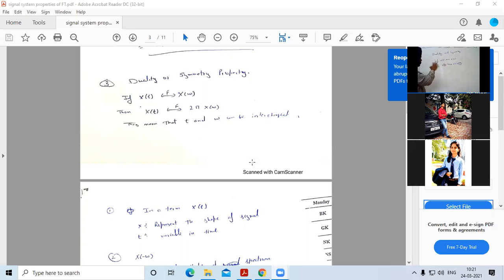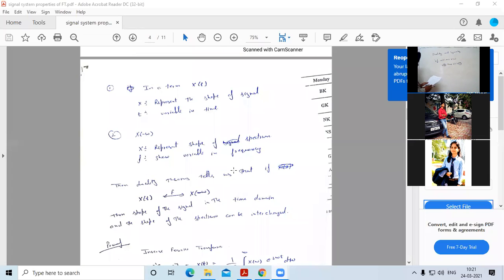So I will explain this property with the help of a numerical also. We will prove this property also. How we can say that we can interchange the t and the omega with each other. Okay. So we will do the proof of this property.